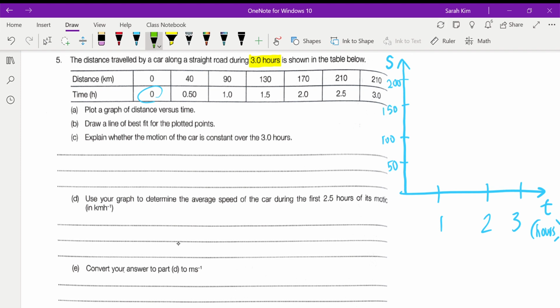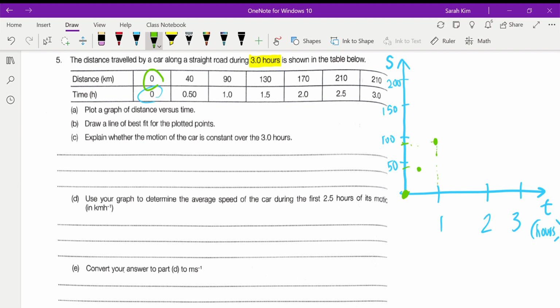Right, so my first point is 0, 0. Next one would be 40 kilometers, so about there, and that's when half an hour has passed. So 0.5 of an hour is half an hour, so that's like here. Next, 90 kilometers, so that's about here. And that was when 1 hour, so up here.